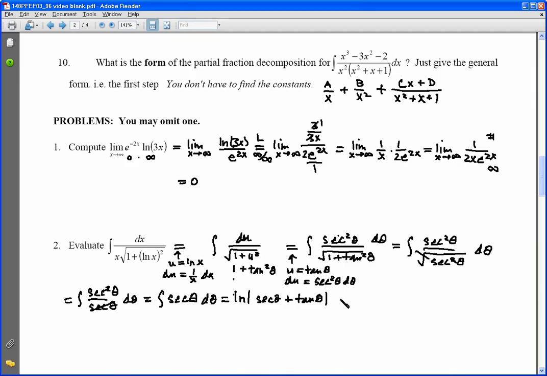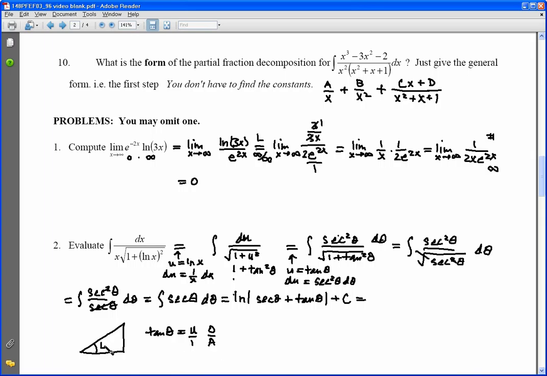And then this is an indefinite integral, so we need a plus c on there. Okay, so now we get to change back to x's. So remember, you go back to your substitution, u equals tan theta. So when we draw a right triangle here, okay, and we know that tan theta equals u, which we'll write as u over 1, and this is opposite over adjacent.